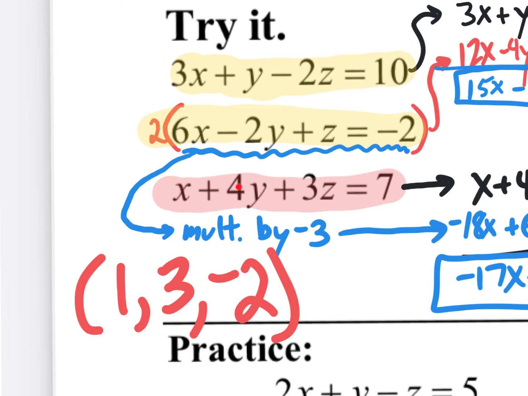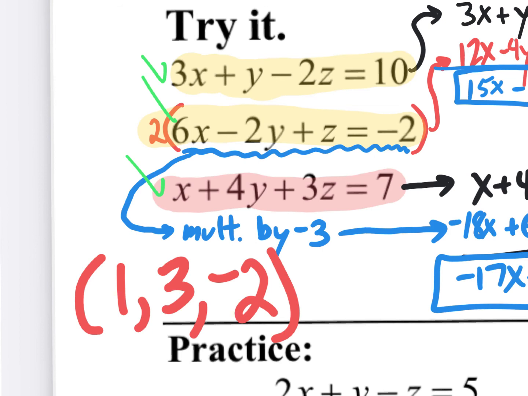You got 1 plus 4 times 3 is 12. 1 plus 12 is 13. And you have 13 plus 3 times negative 2, that's negative 6. 13 plus negative 6 really does give you 7. So I have not double checked it, but triple checked because it works for all 3. Okay? And that's what you're supposed to do if you want to guarantee yourself the right answer.